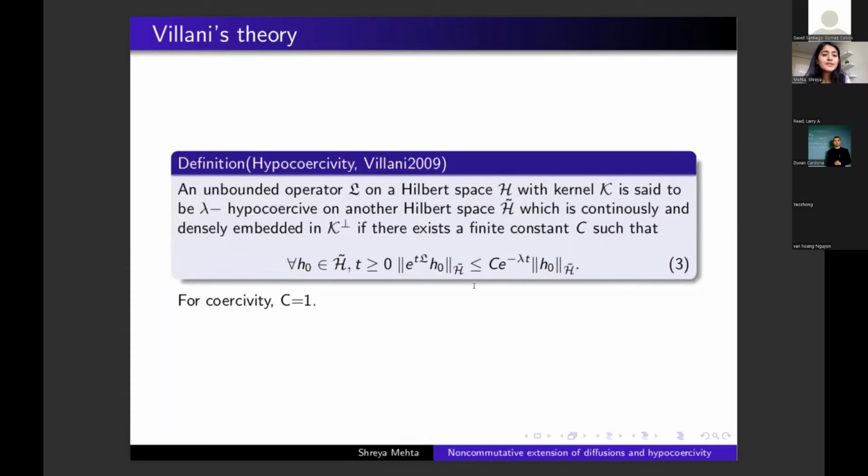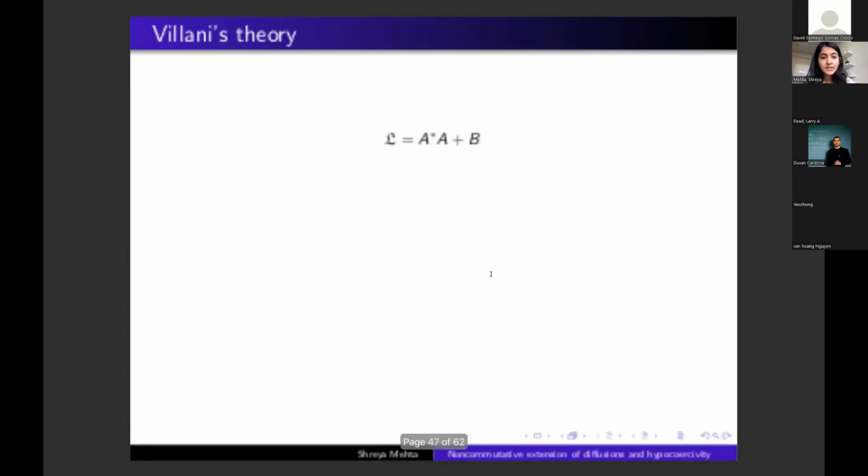And hypercoercivity is also defined for this operator L on the Hilbert space H tilde, which is continuously and densely embedded in the orthogonal complement of the kernel of the Hilbert space H, such that it gives this exponential decay, and this is the convergence to equilibrium. And in this definition, if C is equal to 1, it is equivalent to the definition of coercivity.